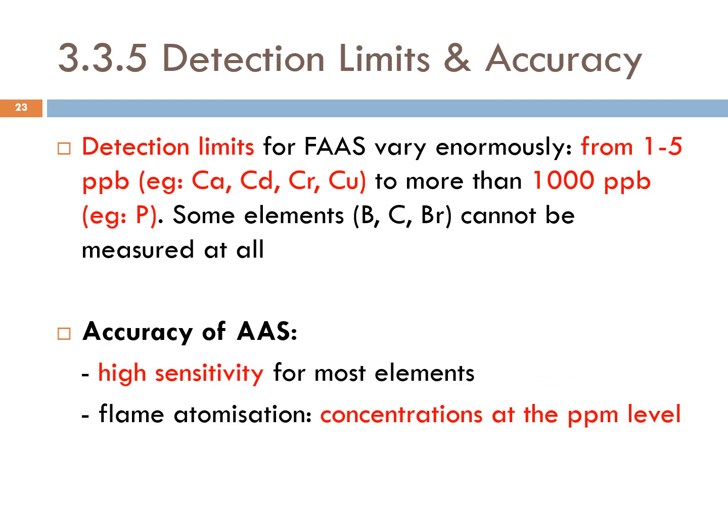Okay, so detection limits and accuracy. Okay, detection limit ni adalah the lowest concentration that can be measured using that instrument. Okay, for example, calcium, cadmium, chromium and copper from 1 to 5 ppb to more than 1000 ppb. Tapi some element cannot be measured at all using this AAS spectroscopy. So accuracy dia high sensitivity for most element, and then the high accuracy at the concentration at the ppm level.